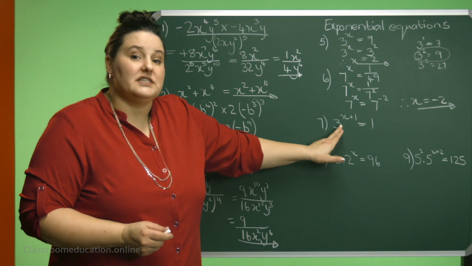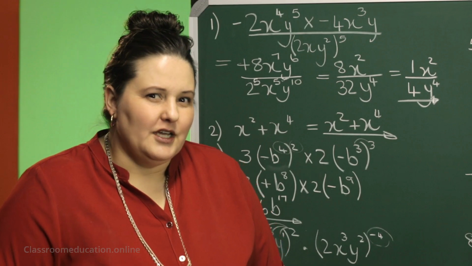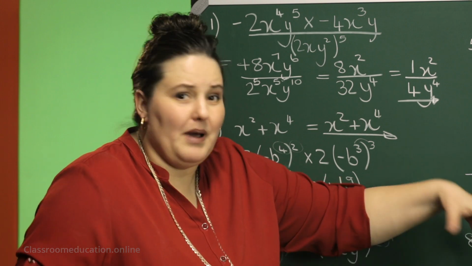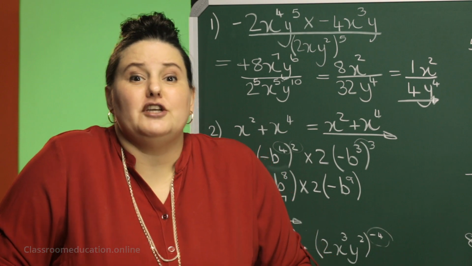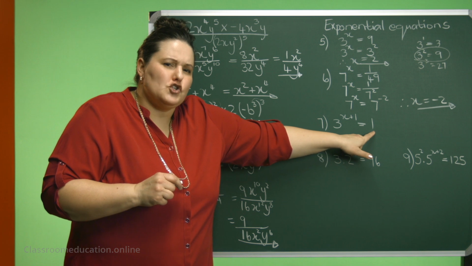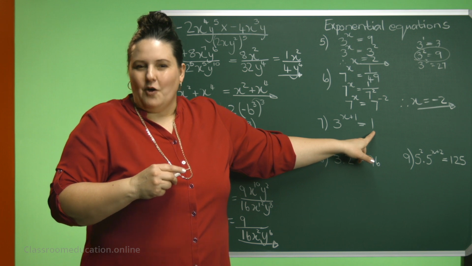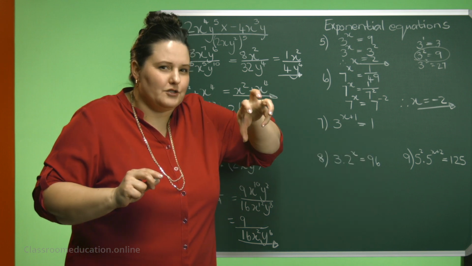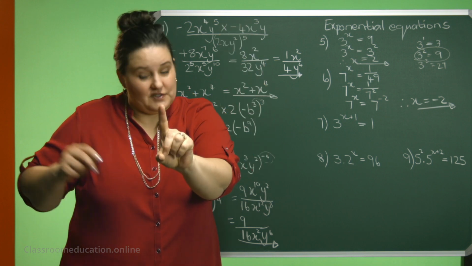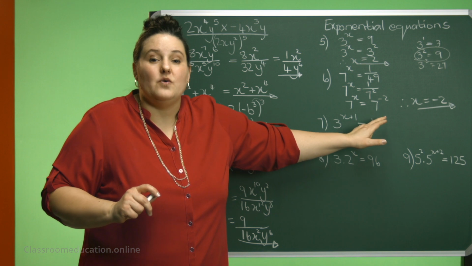Number 7, have a look here. 3 to the power of x plus 1 equals 1. We have a bit of a problem. Do you see the problem? We don't have a base 3. So I cannot leave my bases and only write the exponents because I do not have a base 3. Oh dear. Can't we maybe change the 1 to become a base 3? What do you know about anything to the power of 0? It is 1, except 0 to the power of 0.